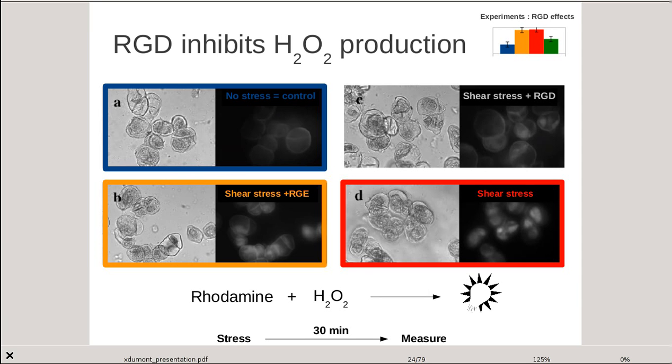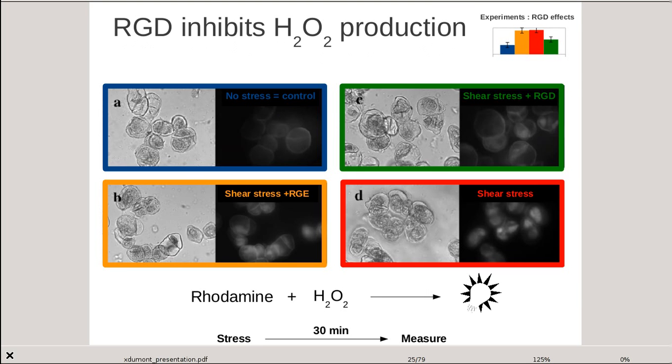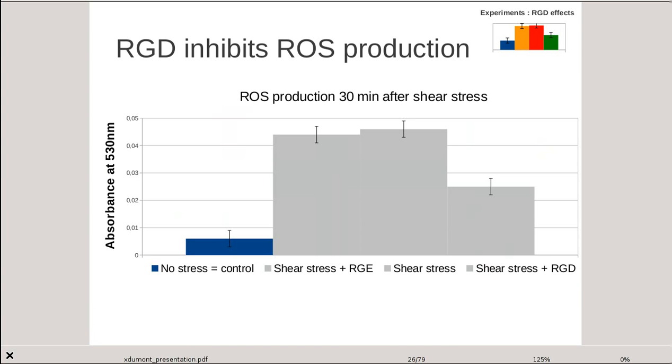With shear stress, we have an important concentration of hydrogen peroxide, and with shear stress plus RGD, we have an intermediate production. These results show that addition of RGD inhibits the production of hydrogen peroxide. This is convergent with the previous result of inhibition of extracellular alkalization. Altogether, we can conclude that RGD peptides are involved in the alkalization response.